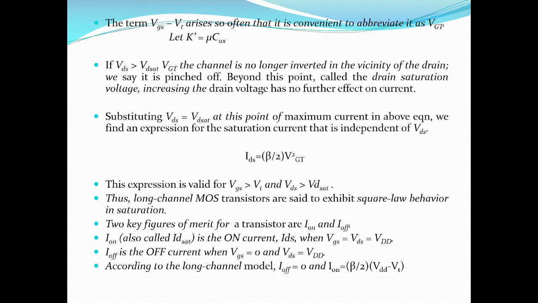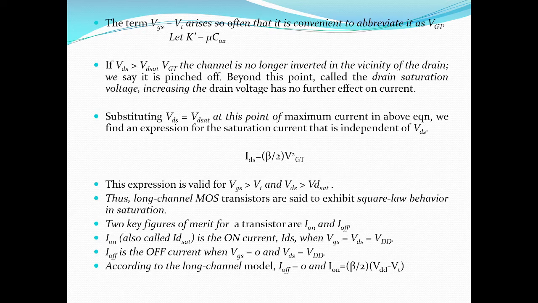The term VGS minus VT arises, and it can be abbreviated as capital VGT, and K prime is represented as mu Cox. First case, let us consider: if VDS, the drain to source voltage, is greater than the saturated drain voltage, that is VGT, the channel is no longer inverted in the vicinity of the drain. We say it is pinched off.